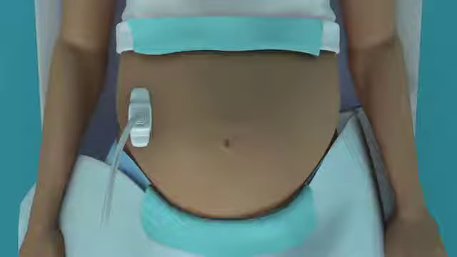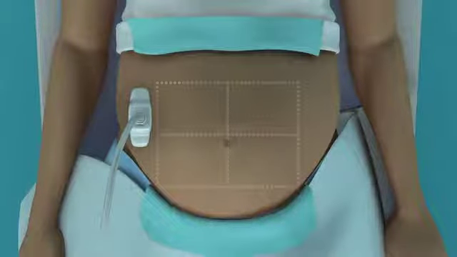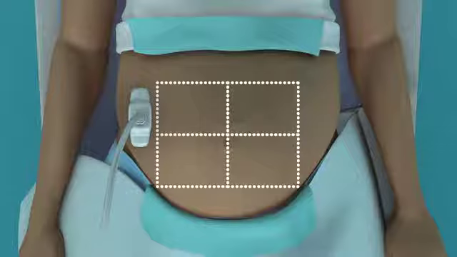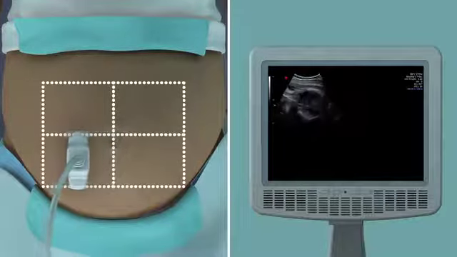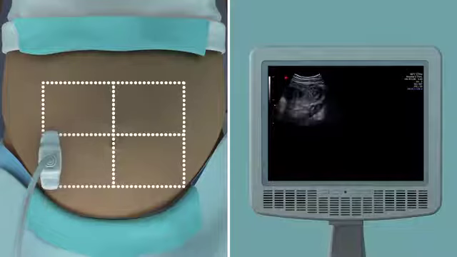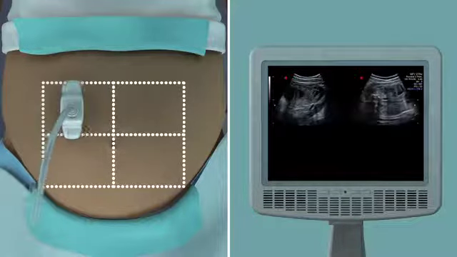Mentally divide the maternal abdomen and uterus into 4 quadrants. Keeping the probe in longitudinal orientation and perpendicular to the floor, slide it from the lower right quadrant through the other 3 quadrants.